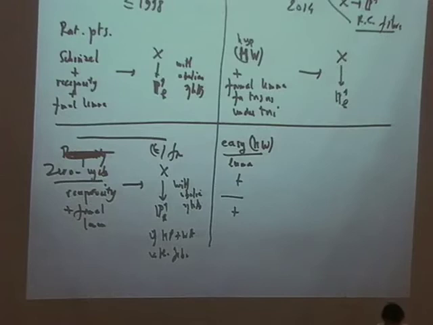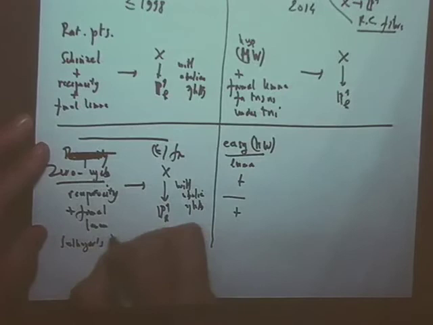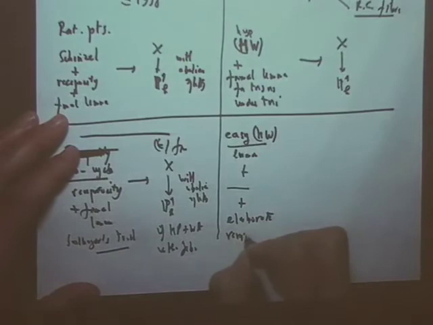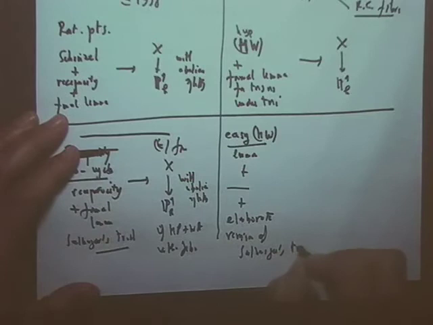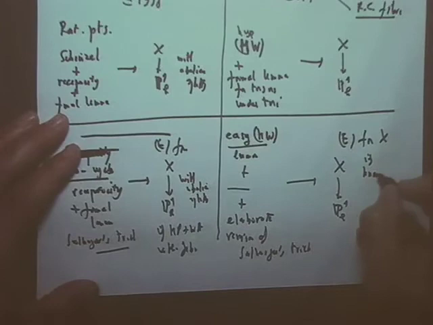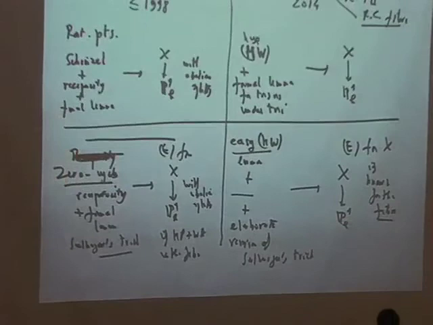Here we have Zalberger's trick, which we have seen. This was the Euclidean division and approximating these polynomials, plus an elaborate version of Zalberger's trick. And then we get conjecture E for X if known for the fibers. So that's the situation.